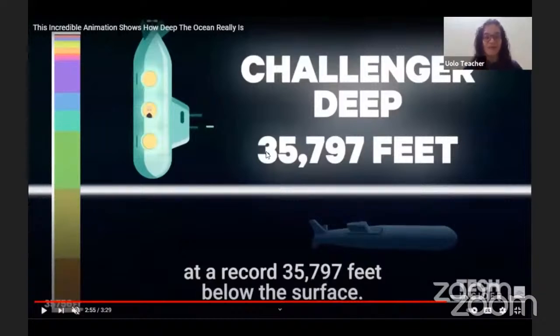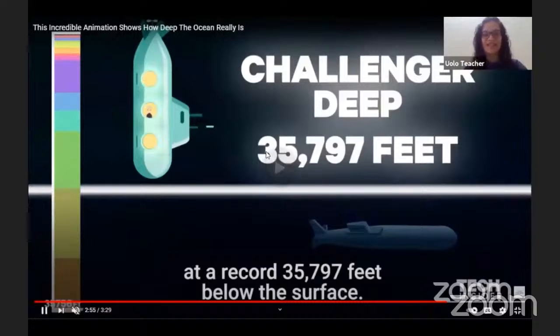Now, why is this called the Challenger Deep level? This is the lowest we have been able to go on Earth, and we believe that this is the maximum we can go down to. So that's why this is called the Challenger Deep level.